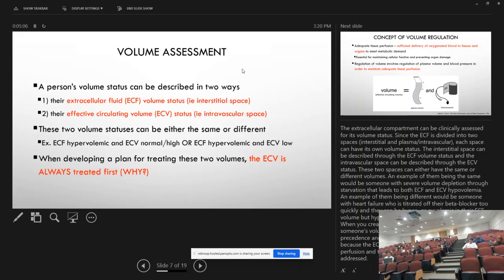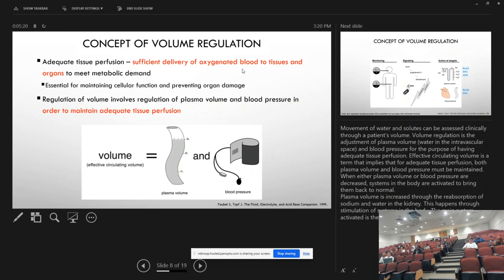Right? So this ECV takes priority in all other cases as far as volume status. Adequate tissue perfusion is just a sufficient delivery of oxygenated blood to the tissues or organs. Certainly when you have decreased intravascular volume, you can have decreased perfusion to those vital organs, right? So we need to treat that. It's certainly essential for maintaining cellular function and preventing organ damage.